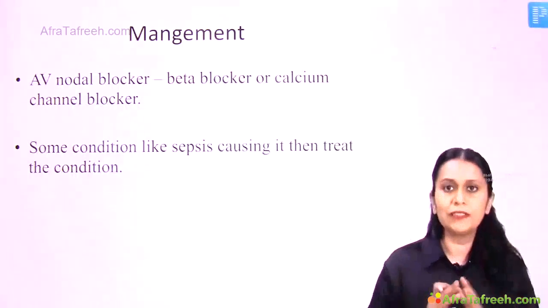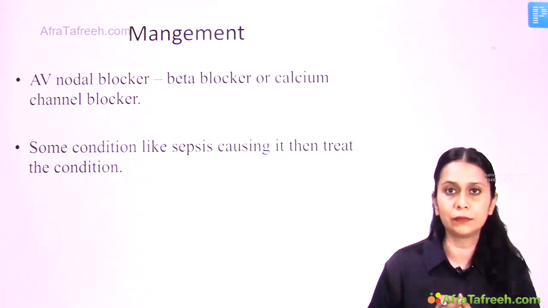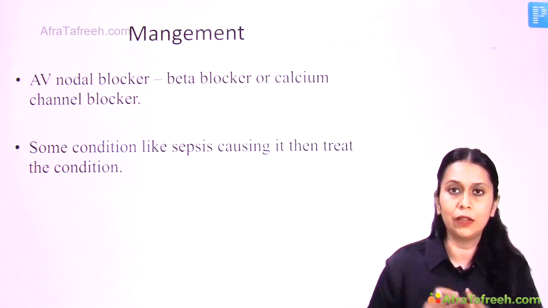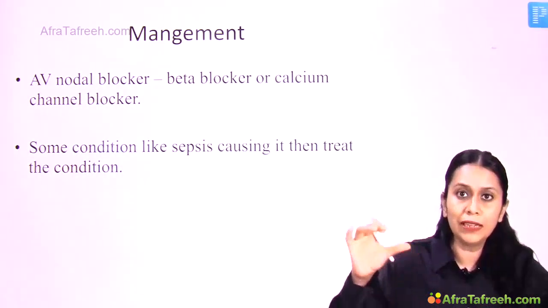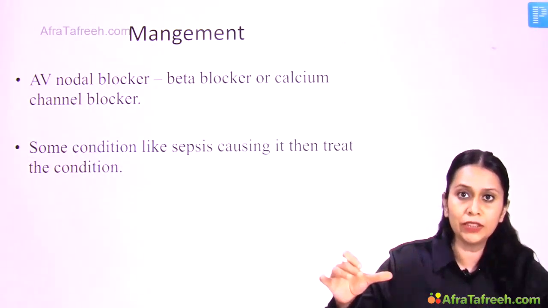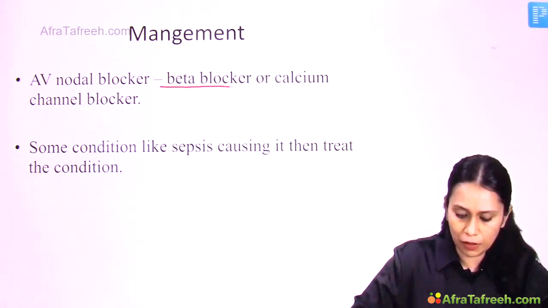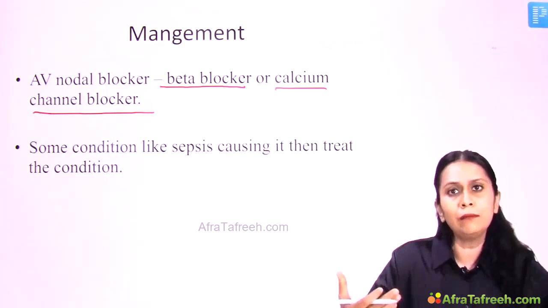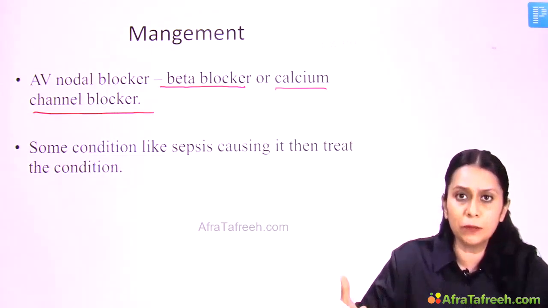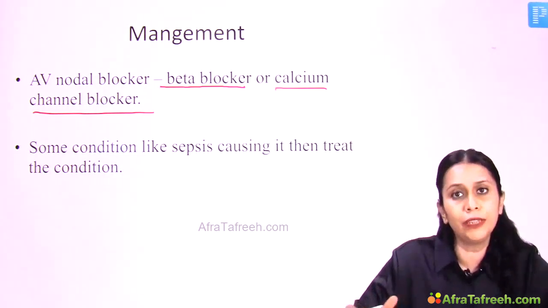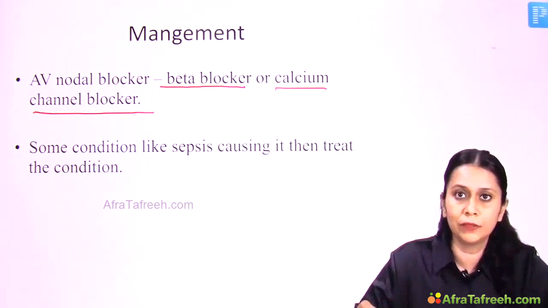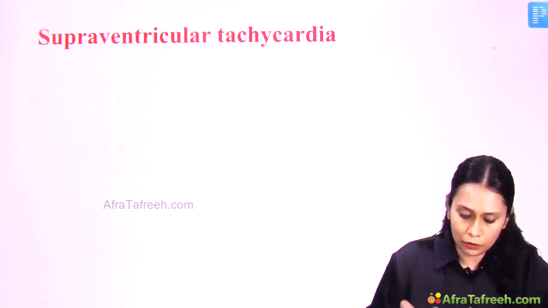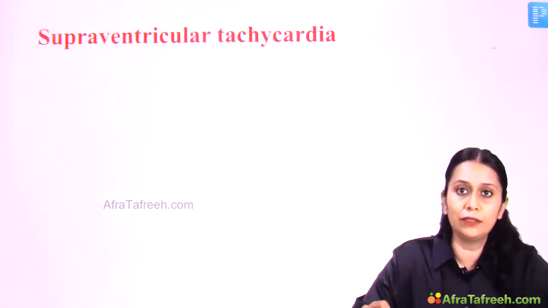Now, what is the management of fibrillation and flutter? AV nodal blocking agent. We have to block the AV node. So AV nodal blocking agent, and either a beta blocker or a calcium channel blocker can be used. Now, sometimes some clinical condition is producing atrial fibrillation. Then rather than treating atrial fibrillation, we should focus on treating the clinical condition which is causing it. Okay? So, next is supraventricular tachycardia.